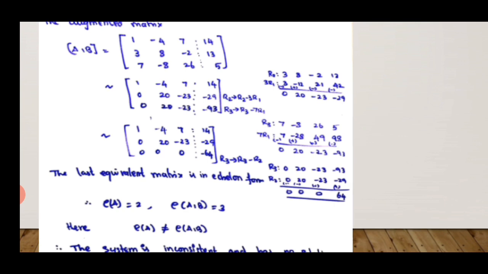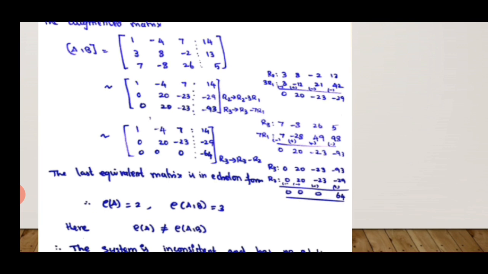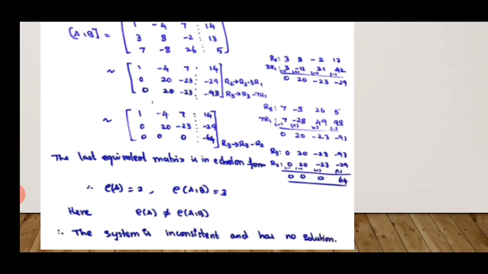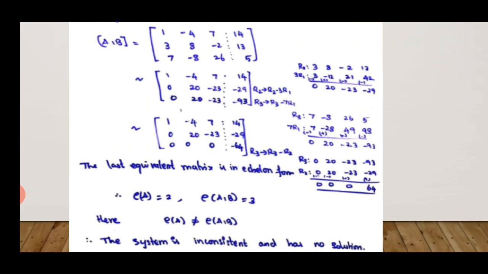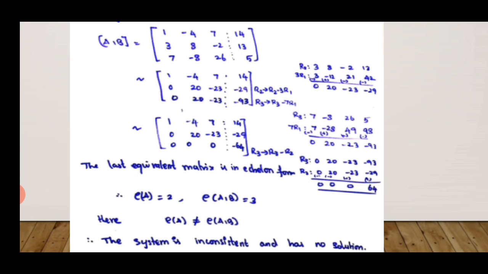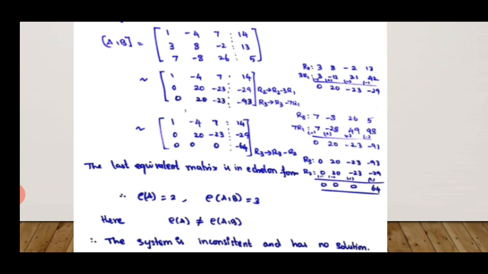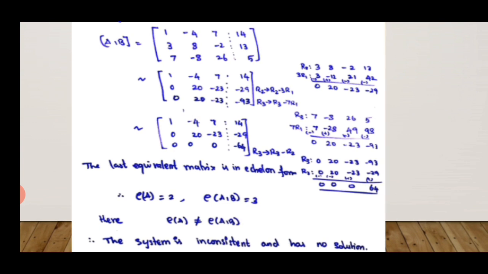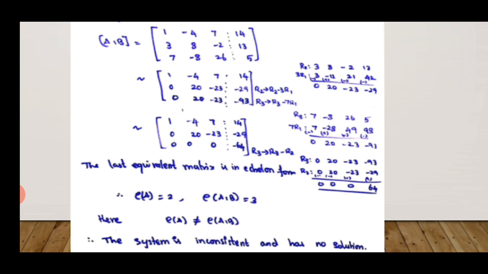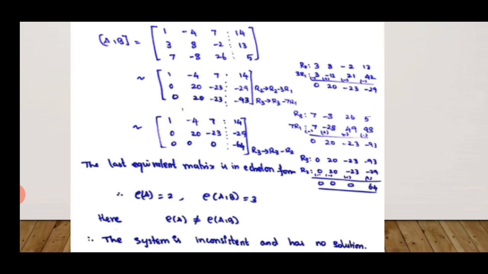Now we have to focus on the third row. The third row first place we have to make 0. We have 7 in that place. So this time the transformation is R3 is R3 minus 7R1. R3 is 7 minus 3 26 5. 7R1 means multiply 7 in the first row: 7 into 1 is 7, 7 into minus 4 is minus 28, 7 into 7 is 49, 7 into 14 is 98. Now subtract them, and I get the entries 0 20 minus 23 and minus 93.